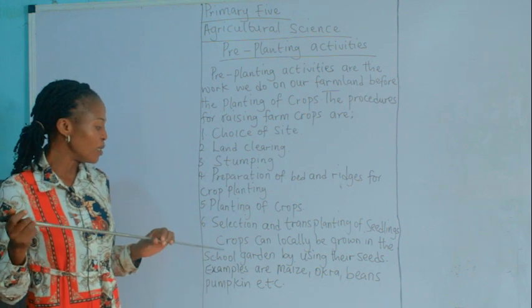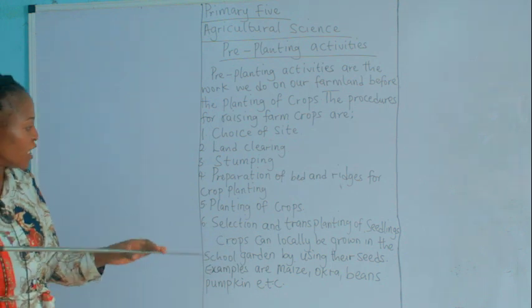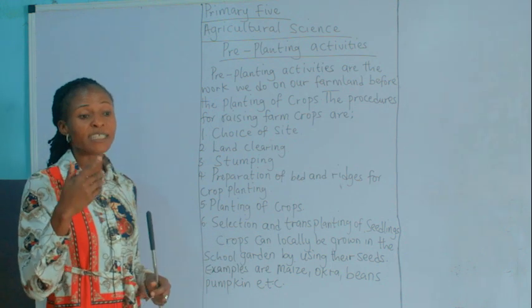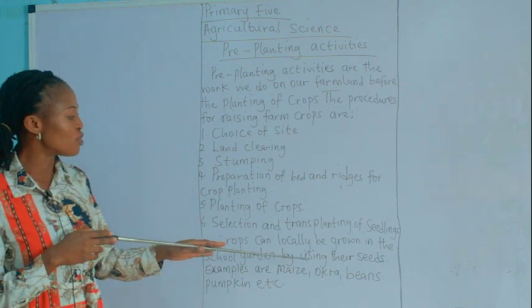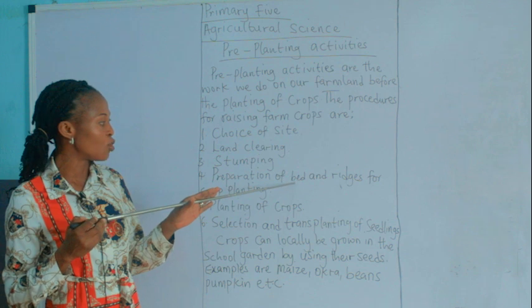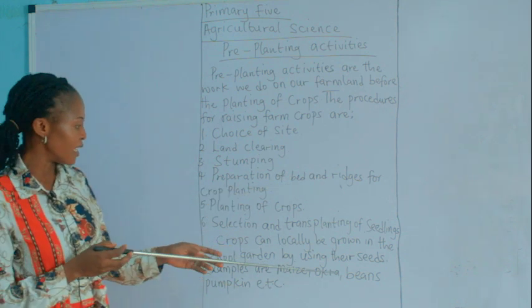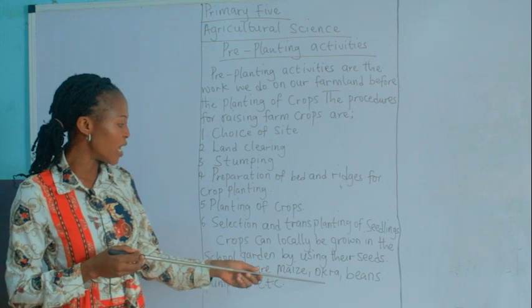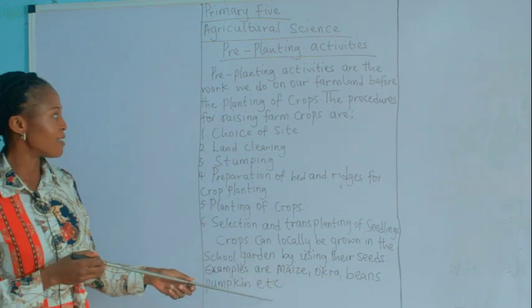And finally, we say crops can locally be grown in our school garden by using their seeds. Like I said, these crops that you use seeds to plant are planted on beds. So let's look at the crops we can plant on beds once again. We have maize, we have okra, we have beans, we have pumpkin, etc.